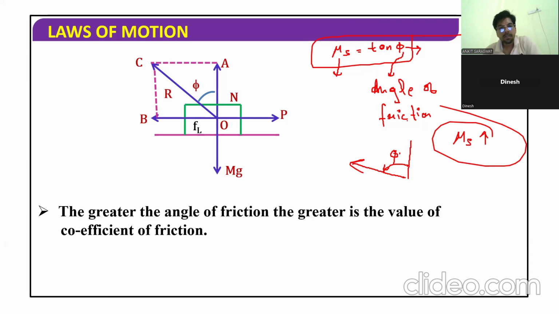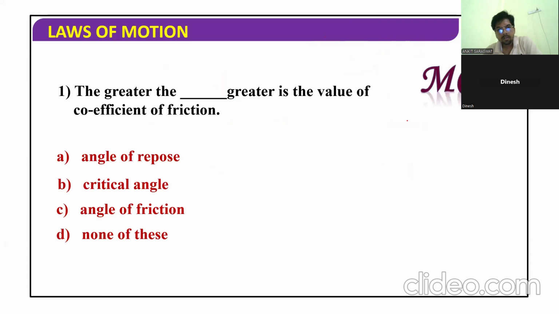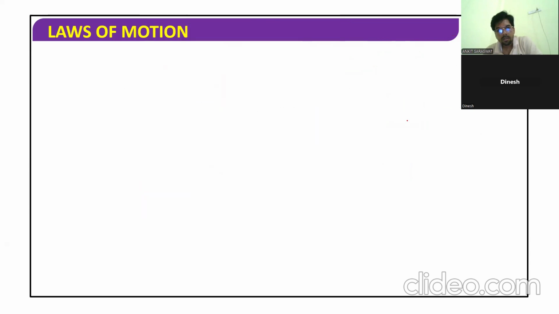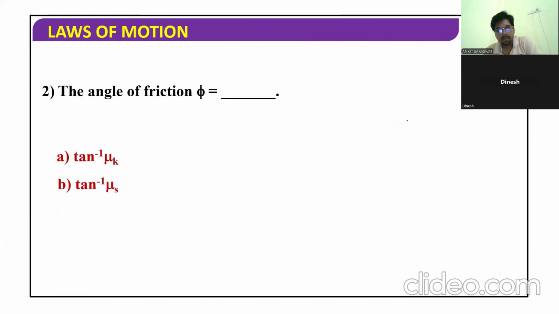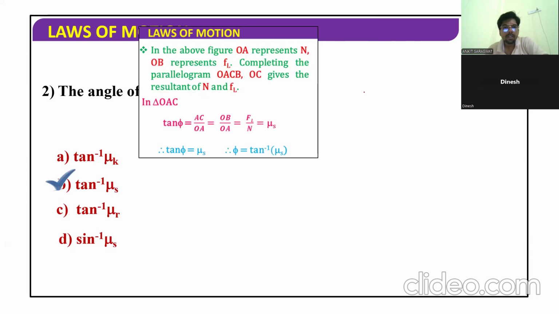Now tell me, angle of friction. What is the answer? Option B. Very good. Mu s equal to tan theta.